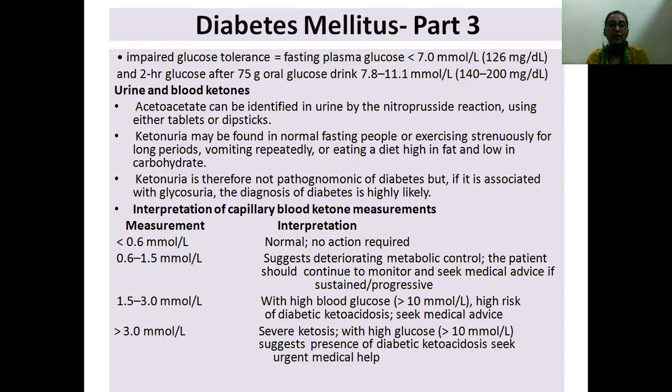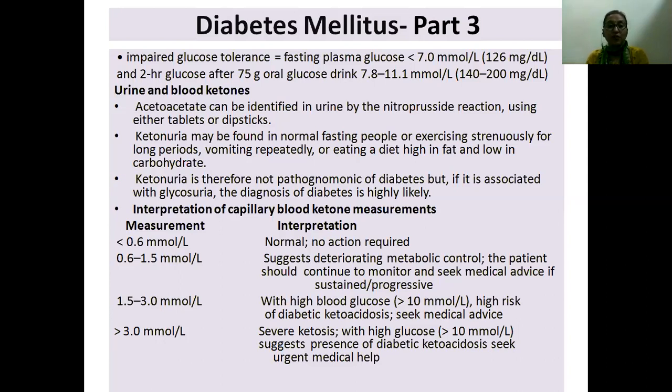Now, how to interpret capillary blood ketone measurements? If the ketone level is less than 0.6 millimole, it is normal, and no action is required. If it is between 0.6 to 1.5, this suggests deteriorating metabolic control, and the patient should continue to monitor and seek medical advice if this level is sustained or progressive. Between 1.5 to 3.0 with a high blood glucose level, more than 10 millimole per liter, it means there is a high risk of diabetic ketoacidosis and the patient should seek medical advice.